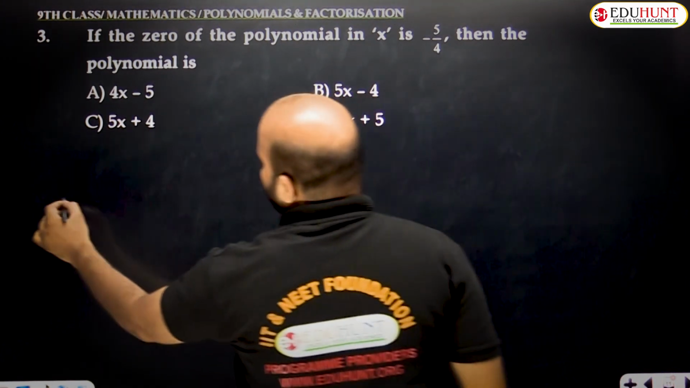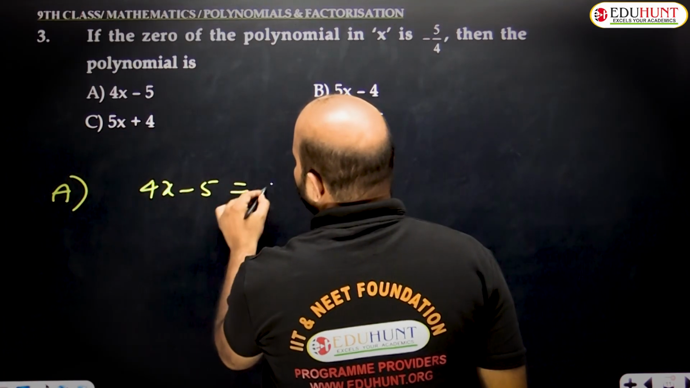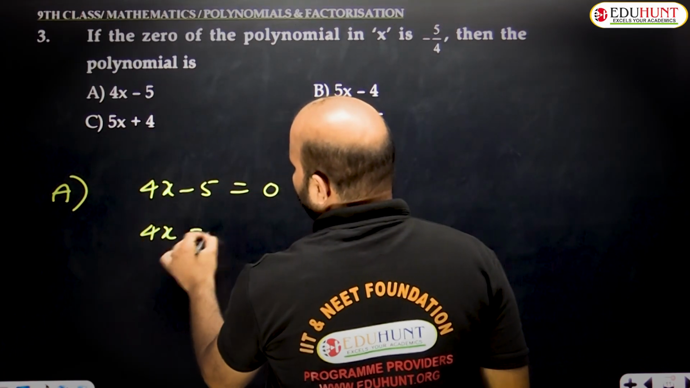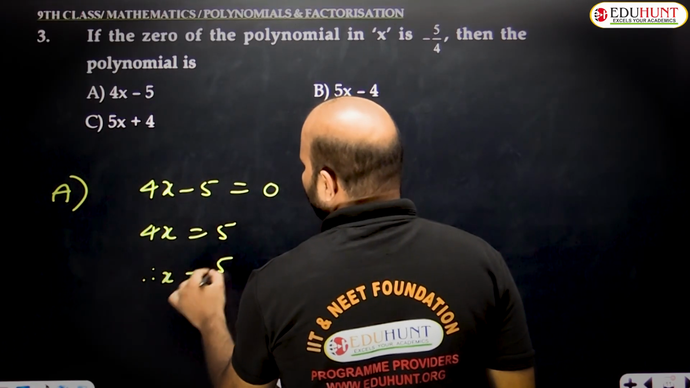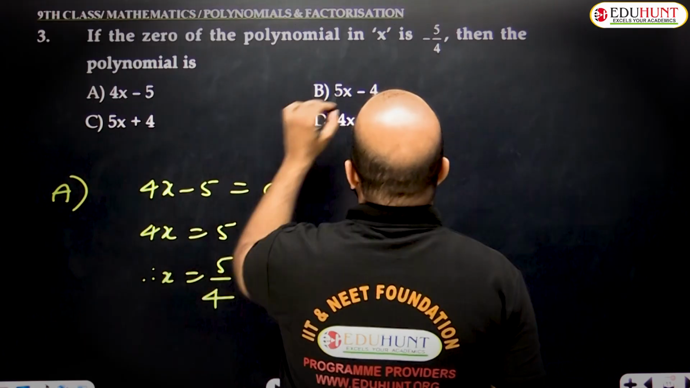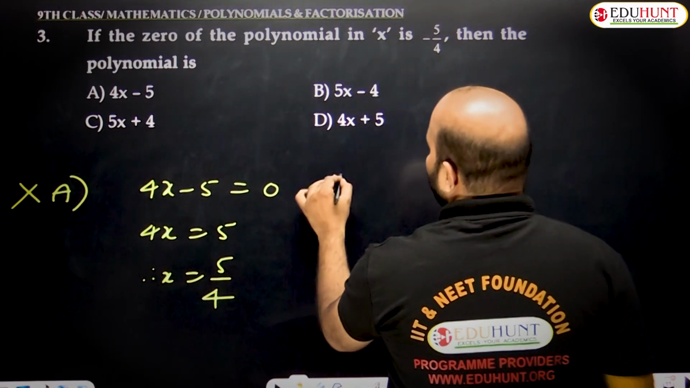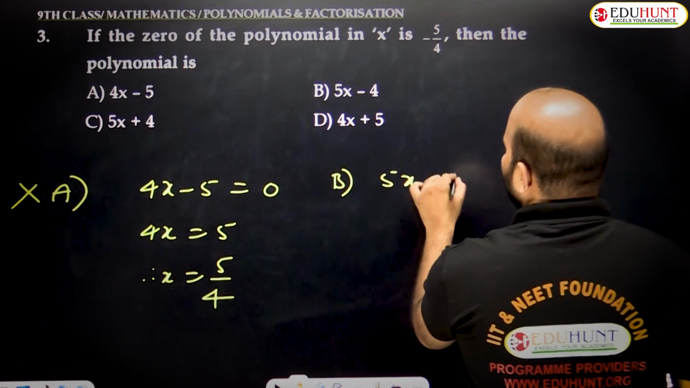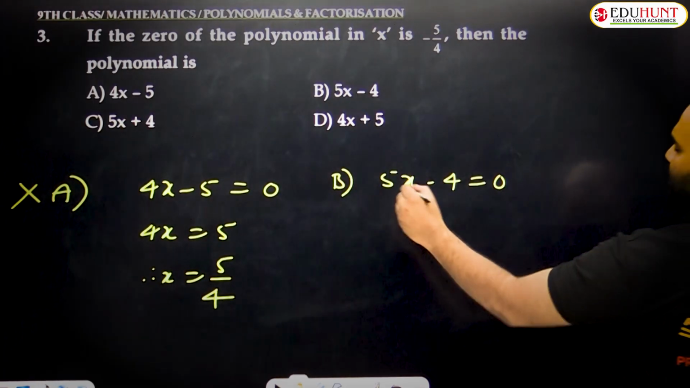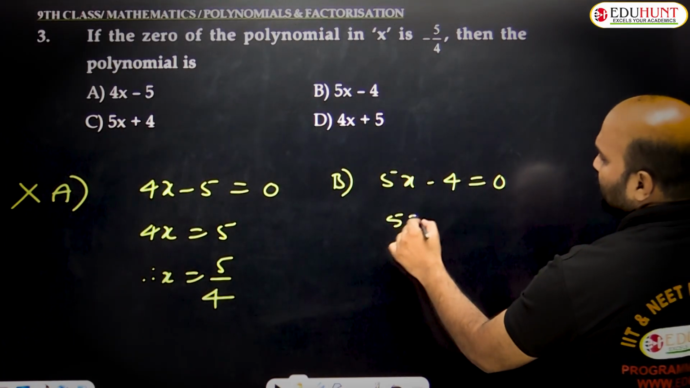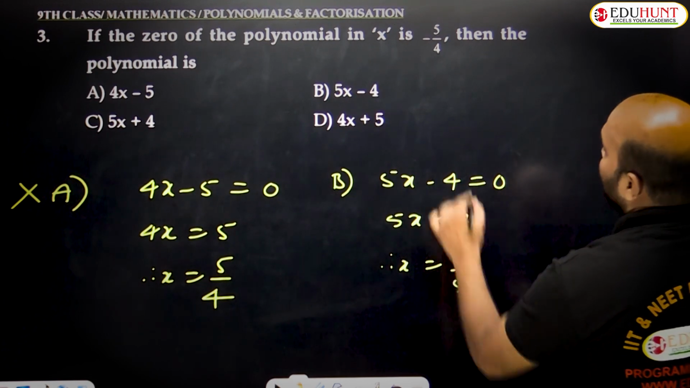So verifying the answer, option A is given as 4x minus 5 equal to 0. It can be written as 4x equal to 5, because minus 5 goes to the right side and becomes a plus, therefore x equals 5 by 4. So is it given 5 by 4? Minus 5 by 4 is given. So option A is wrong. What is option B? 5x minus 4 equal to 0. Because the 0 of the polynomial is the value at which the polynomial equals 0, 5x equals 4, therefore x equals 4 by 5. It is also not minus 5 by 4.